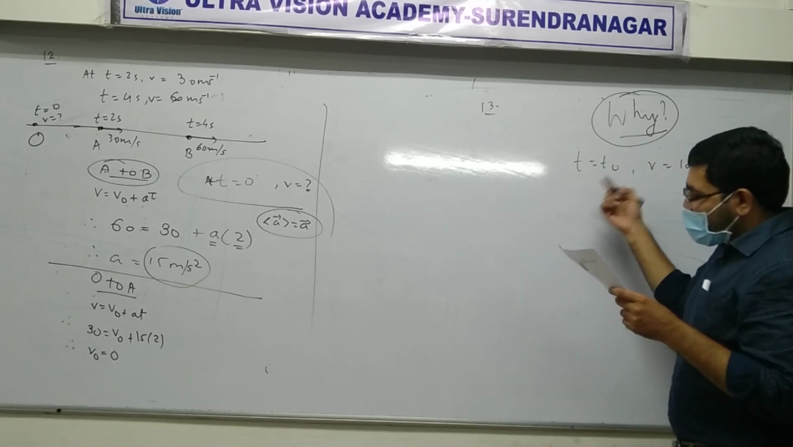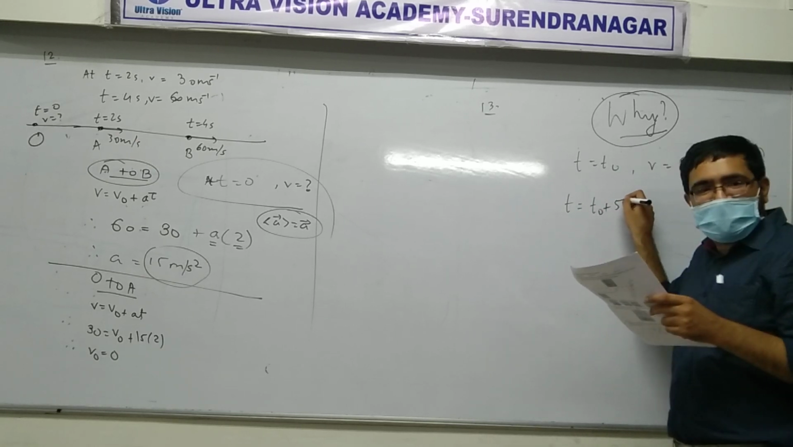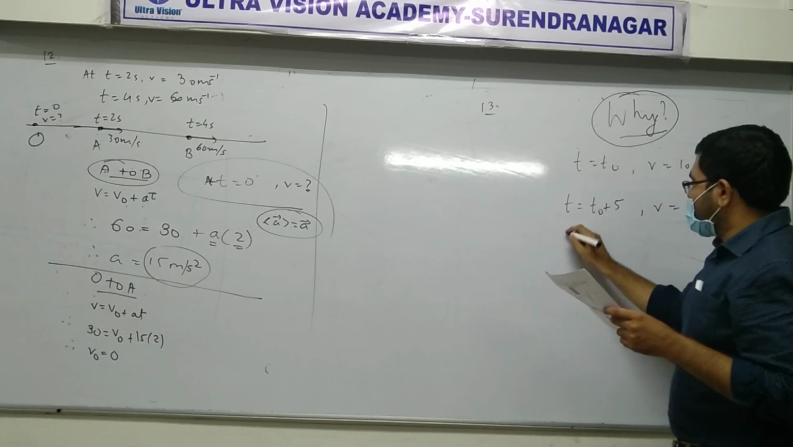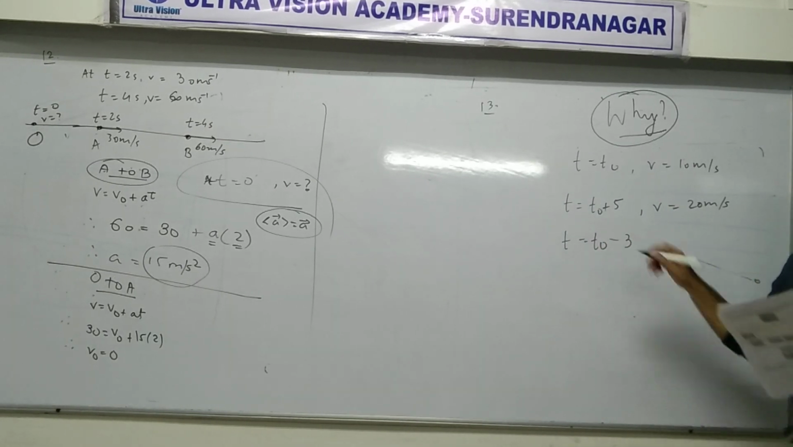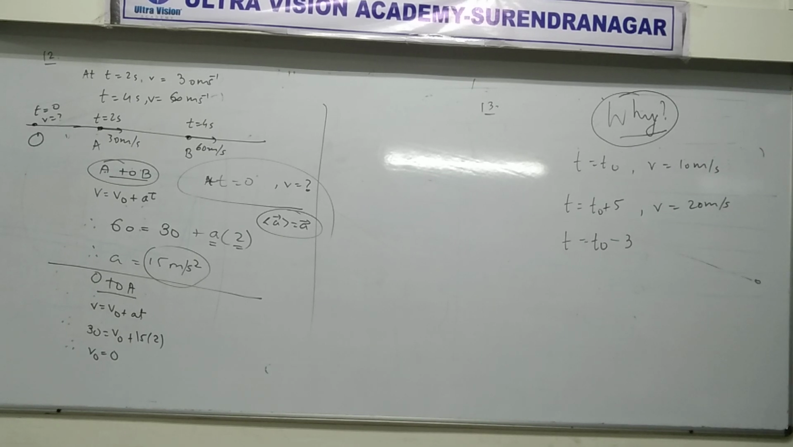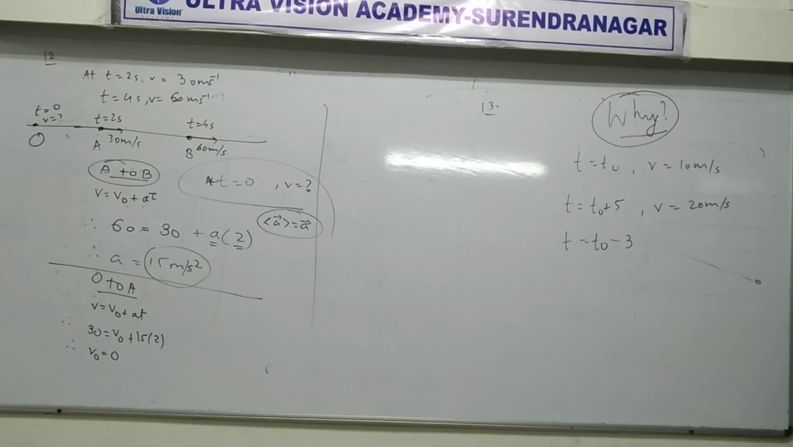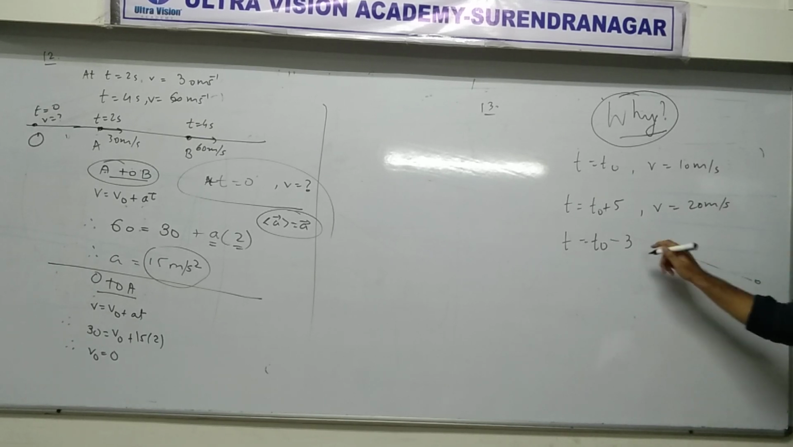Then it says that after 5 seconds, time will be t0 plus 5. Is that okay or not okay? What's the velocity? 20 meter per second. Then the question is, at a time 3 seconds before, means t0 minus 3. Before means in the past, so less time. T0 minus 3 is clear. As time proceeds, t0, t0 plus 1, t0 plus 2, the clock will tick. So t0 minus 1, minus 2 and minus 3, 3 seconds before.